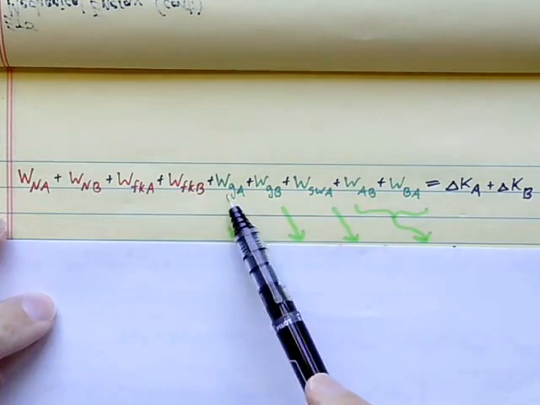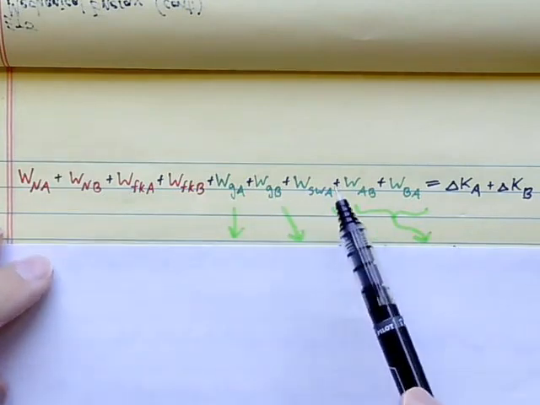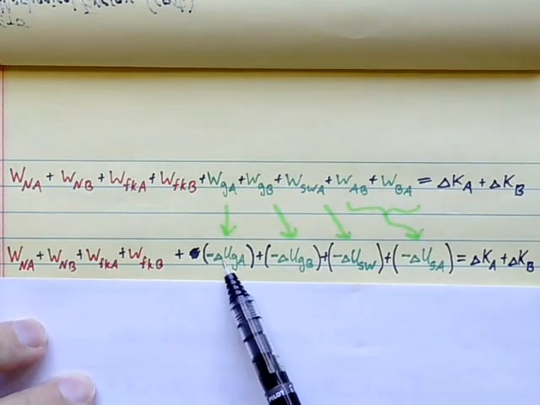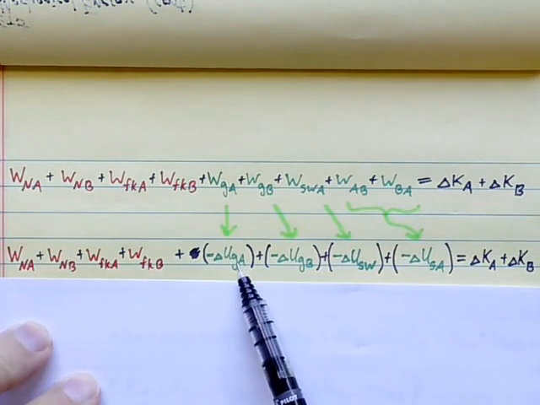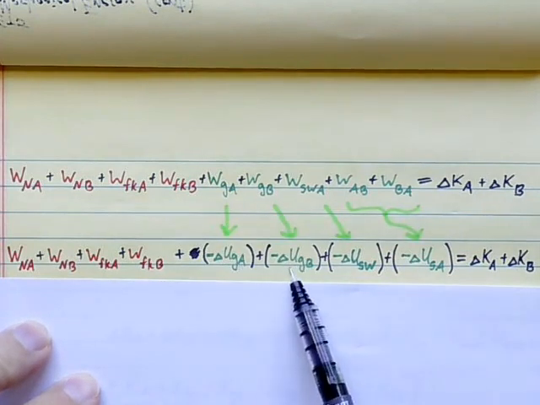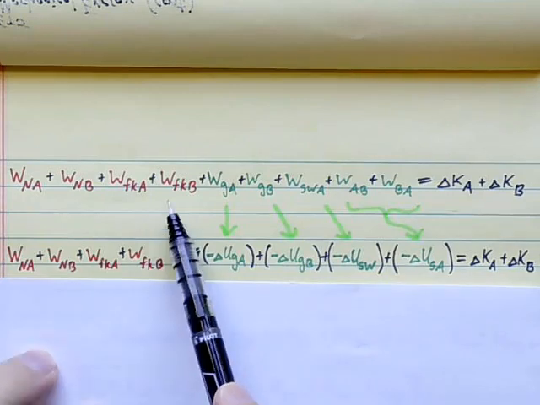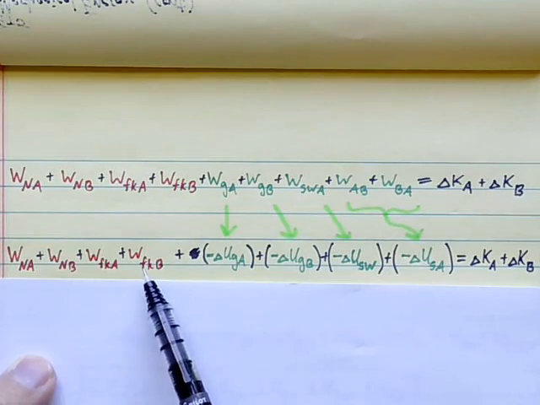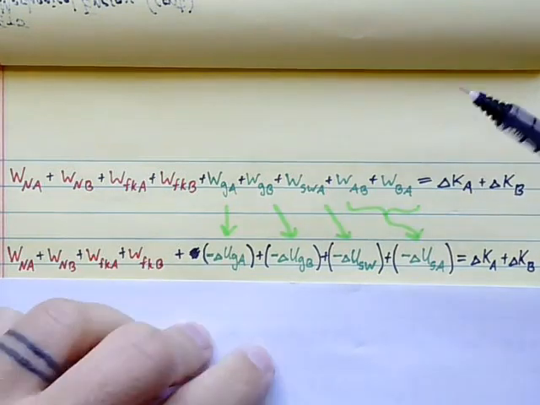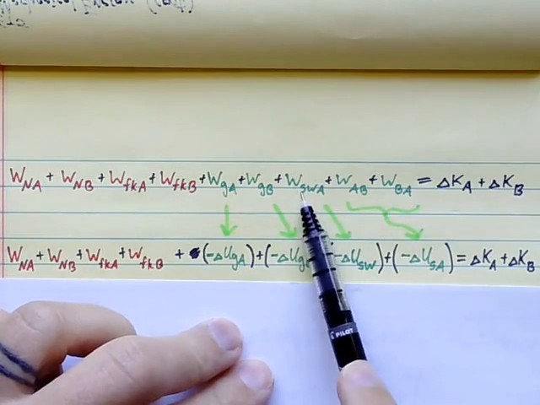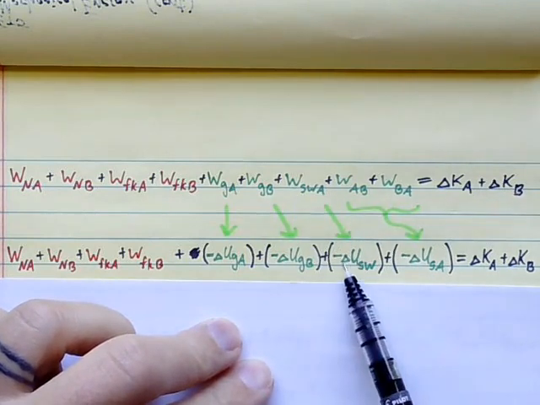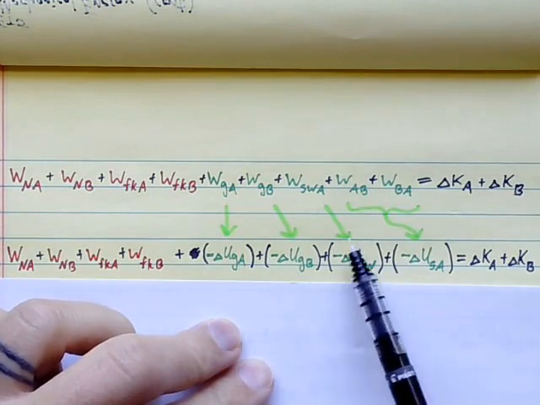So these works done by gravity will get replaced with the opposite of the change in the corresponding gravitational potential energy. It's the opposite of the change in UG for A. This becomes the opposite of the change in UG for B. I haven't changed these works done by non-conservative forces at all. But now the spring forces. The work done by the wall spring on A can be replaced with the opposite of the change in the potential energy stored by that wall spring.